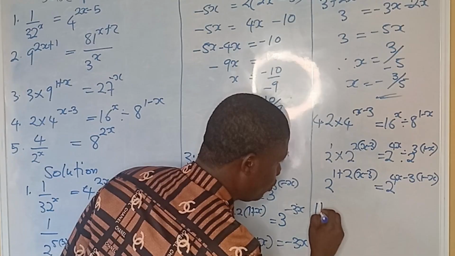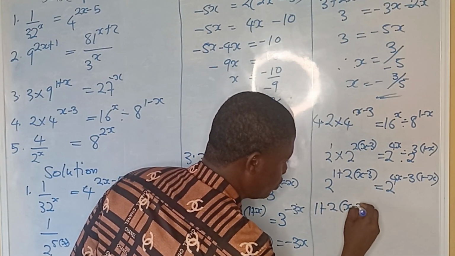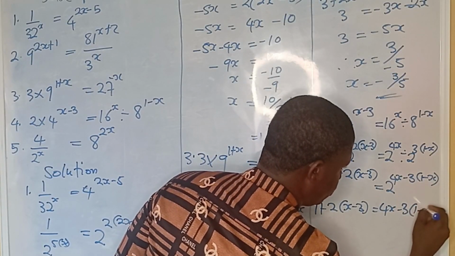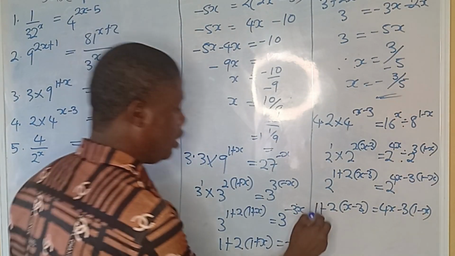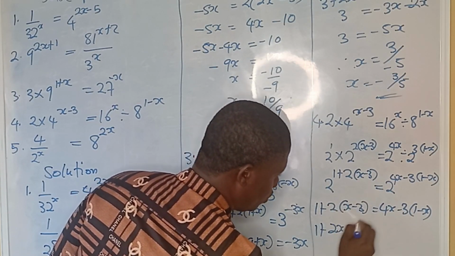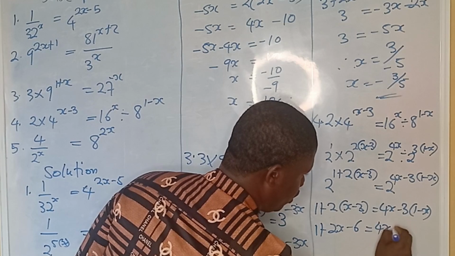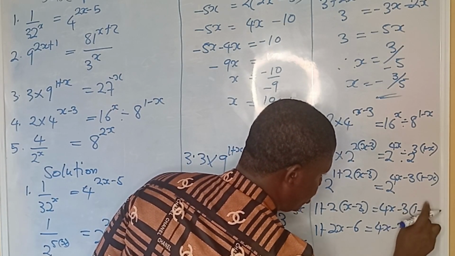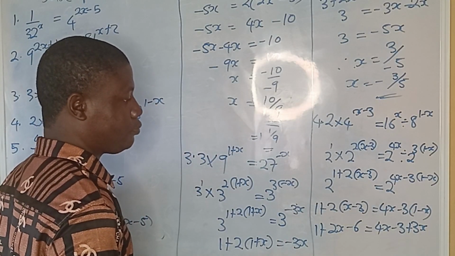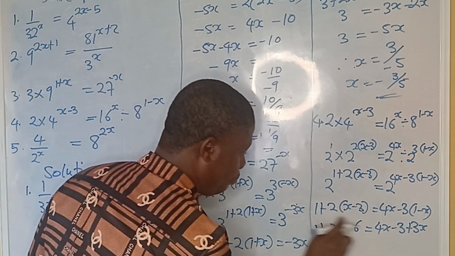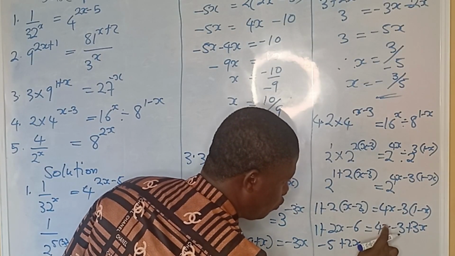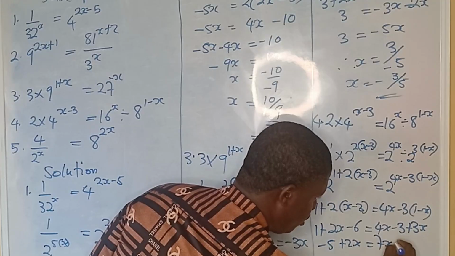So I'm going to have 1 plus what? 2 into bracket x minus 3 is equals to 4x minus 3 into bracket 1 minus x. Okay? So we have 1 plus 2 times x is 2x minus 2 times 3 is what? 6 is equals to 4x minus 3 times 1 is 3 minus 3 times this is what? Plus 3x. Okay? So we're going to have 1 plus 1 minus 6 is what? Minus 5 plus 2x is equals to 4x plus 3x is 7x minus what?